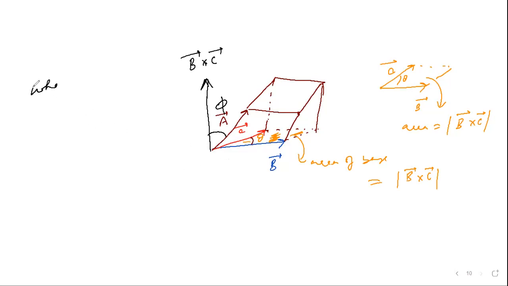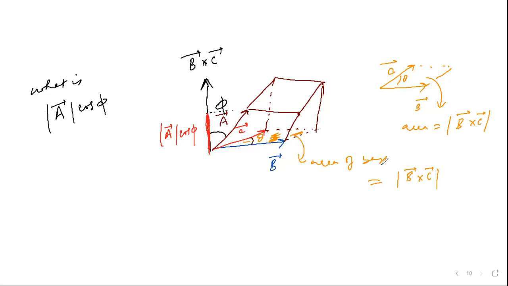What is A cos phi? A cos phi is simply what? It is the component of this vector along B cross C. That is this length, which is A cos phi, right?